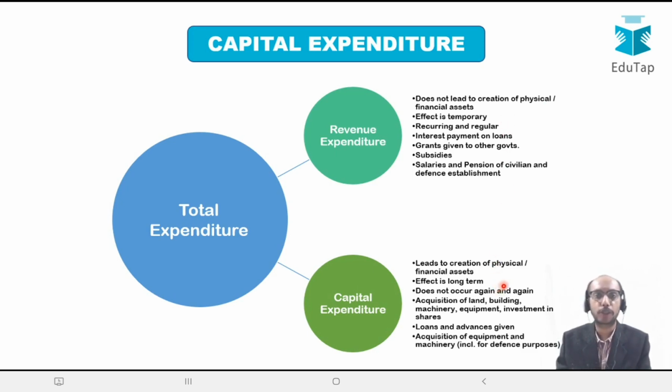Effect is long term. If you have purchased land, it is forever yours. It is not going to go away. It is recurring and regular. It does not recur again and again, right? Your interest payments on loan, grants, subsidies, salaries, pensions, right? Whether it be civilian or defense, guys, right? That is the kind of revenue expenditure.